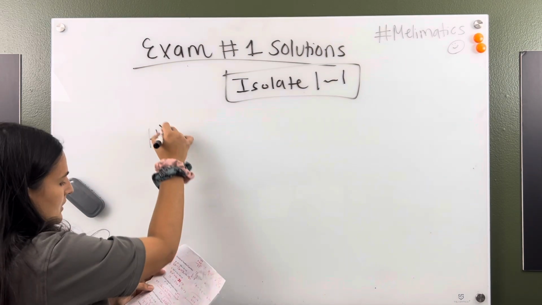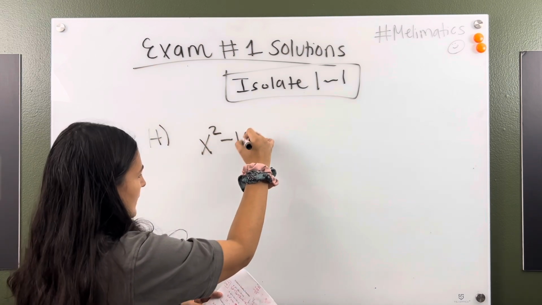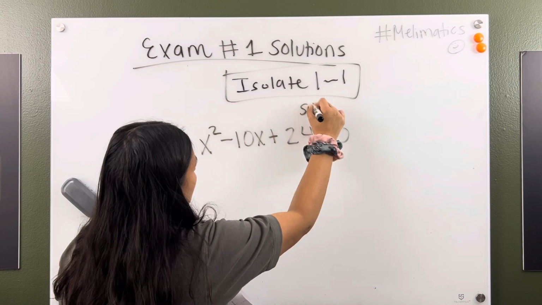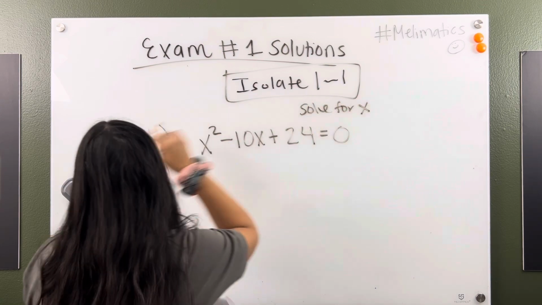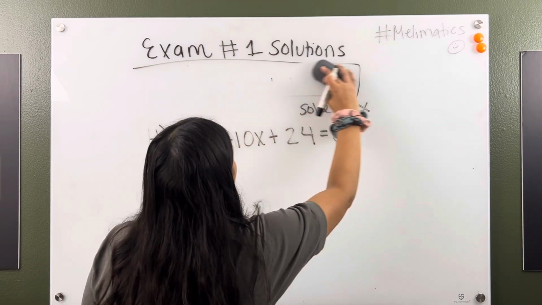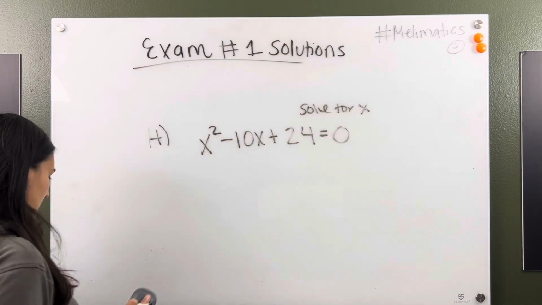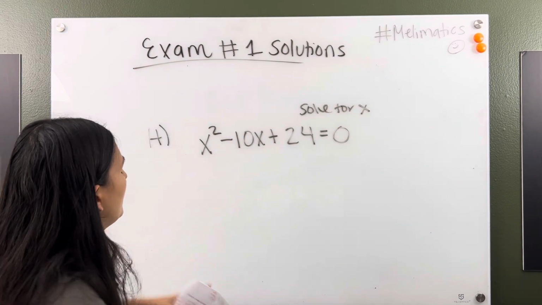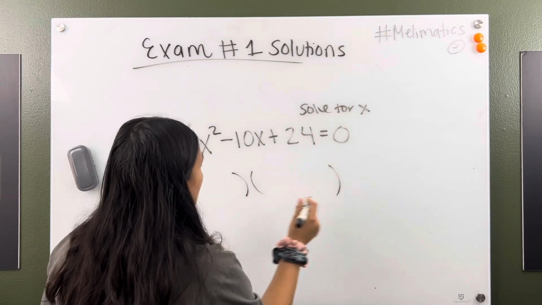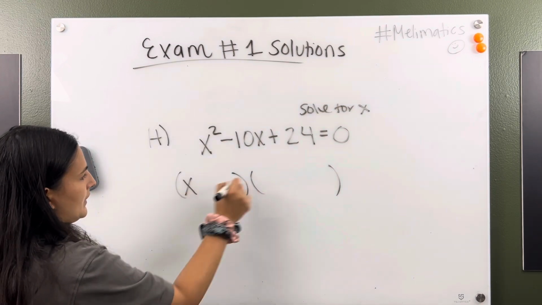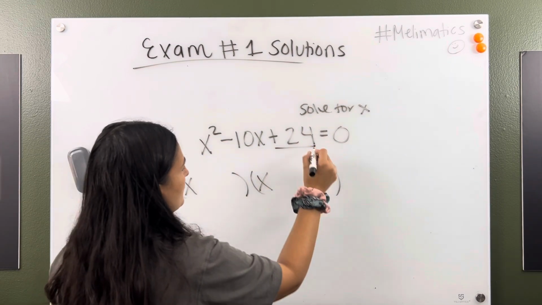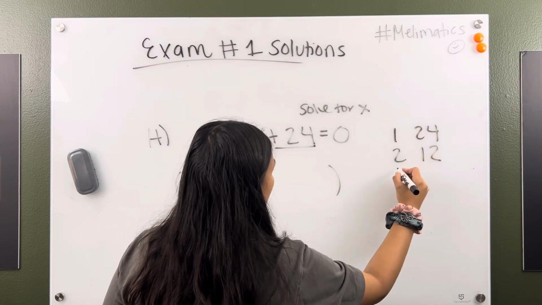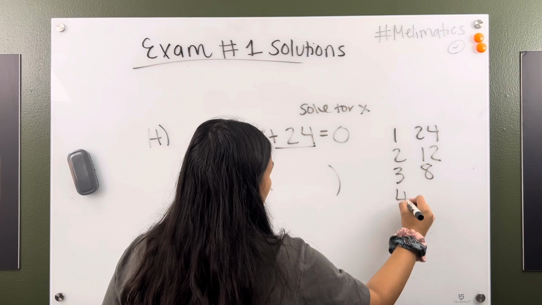Okay, so for number H, it says solve by factoring. So don't just factor, but solve as well. Solve for x. Erase this top one. Okay, so here we go. We have two parentheses. Let's split up x squared, x and x. Look at the factors of 24. It's either 1 and 24, 2 and 12, 3 and 8, 4 and 6.